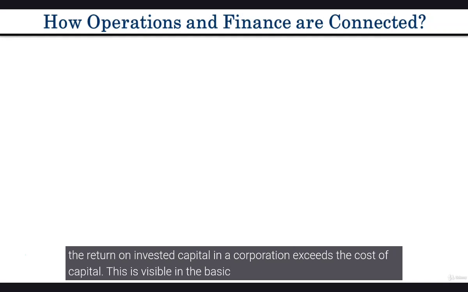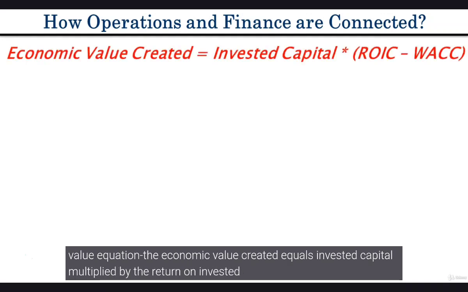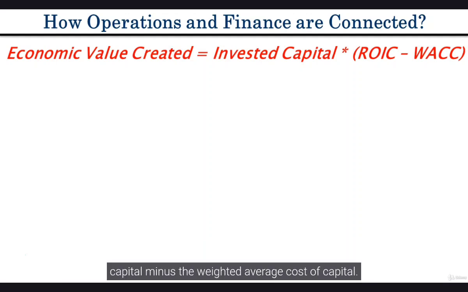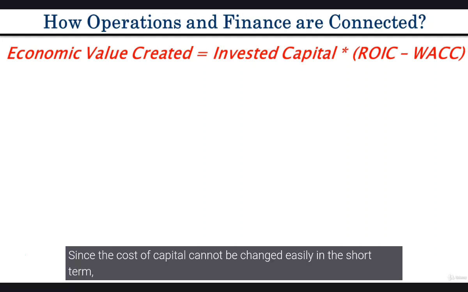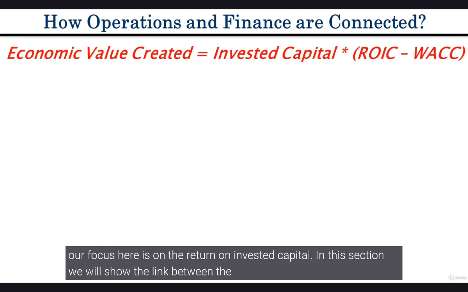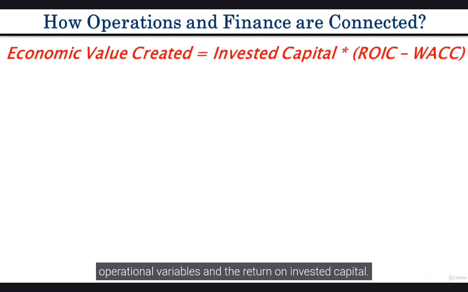This is visible in the basic value equation. Economic value created equals invested capital multiplied by the return on invested capital minus the weighted average cost of capital. Since the cost of capital cannot be changed easily in the short term, our focus here is on the return on invested capital. In this section, we'll show the link between the operational variables and return on invested capital. This is an ambitious task.